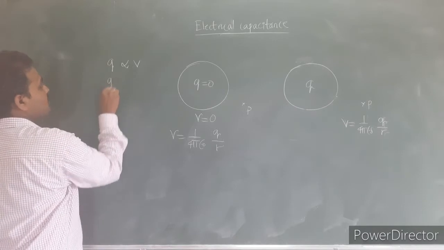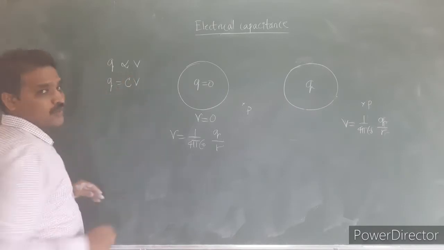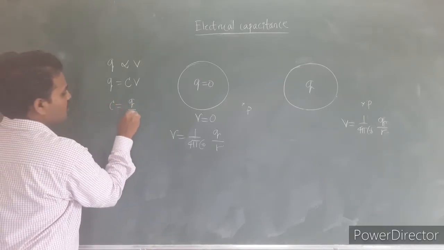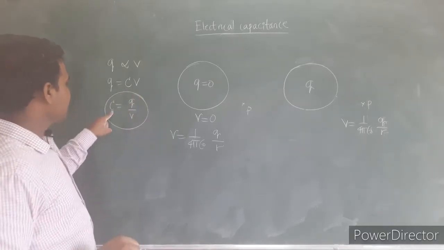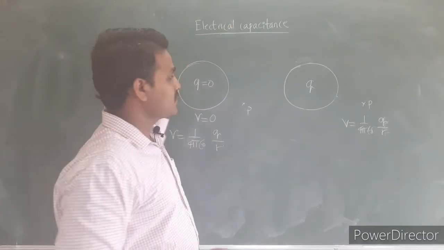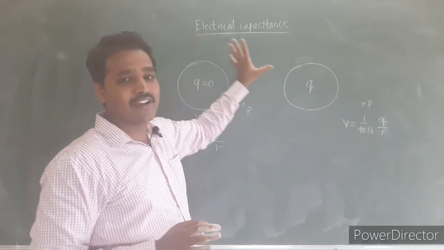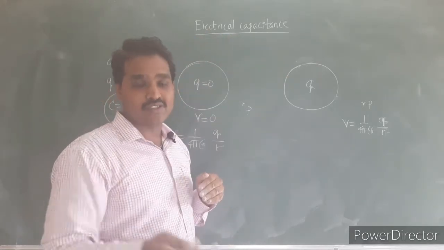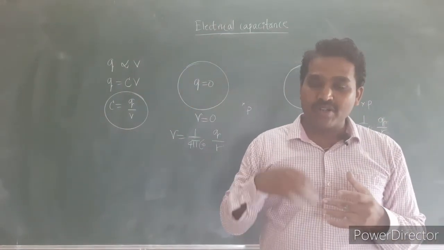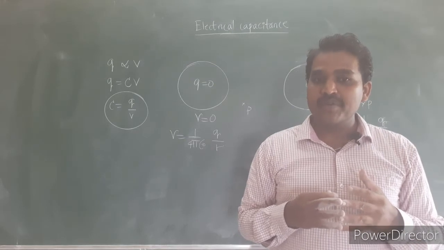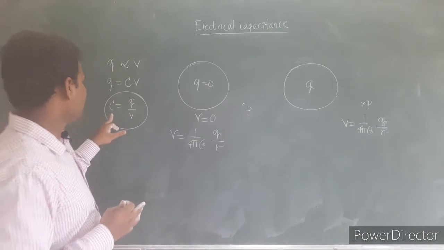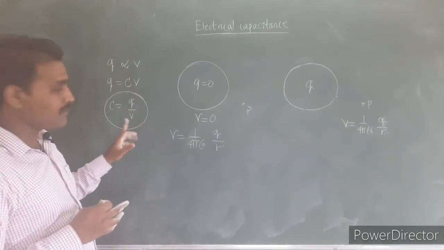We can write it as Q is equal to C into V. Here C is equal to Q divided by V. This term C we call electrical capacitance. In general meaning, it is the capacity of any conductor to store charges. If the capacity of the conductor is more, it means that it can store more number of charges. This property of the conductor we call electrical capacitance. In mathematical terms, we can write it as C is equal to Q divided by V.